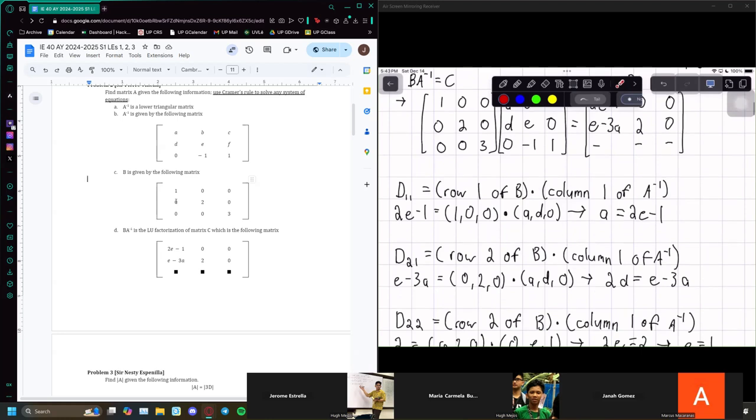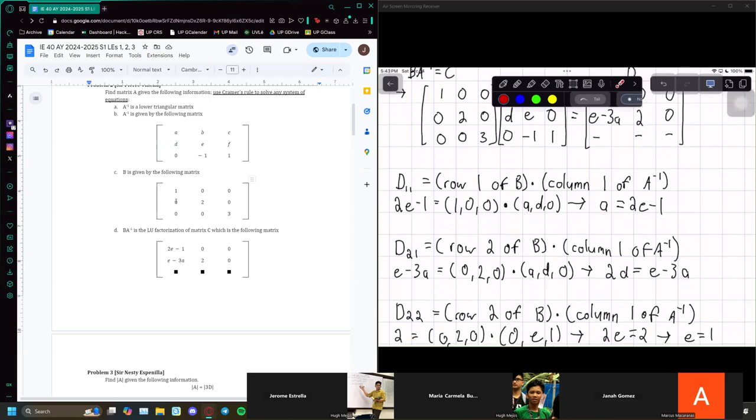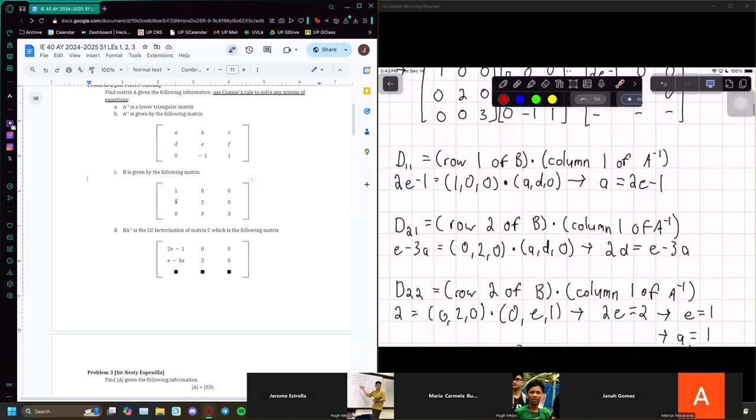And the neat thing about this is since row 1 of B is 1, 0, 0, and column 1 of A is A, D, 0, since everything is 0 except for one of these, you're going to end up isolating A. You're going to find out that A is equal to 2e minus 1.